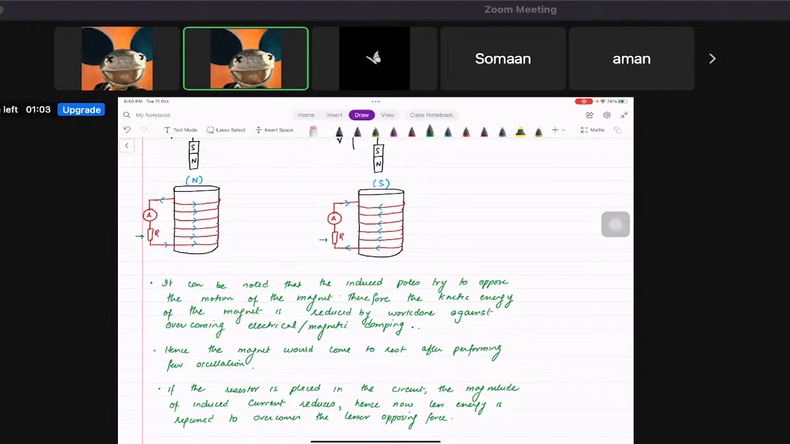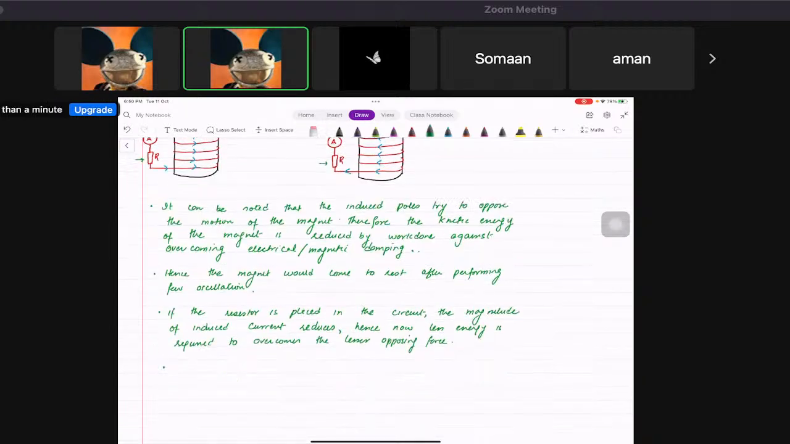So if there is less force, then as a result, the degree of damping reduces, allowing the magnet to oscillate for a longer period of time. Okay.